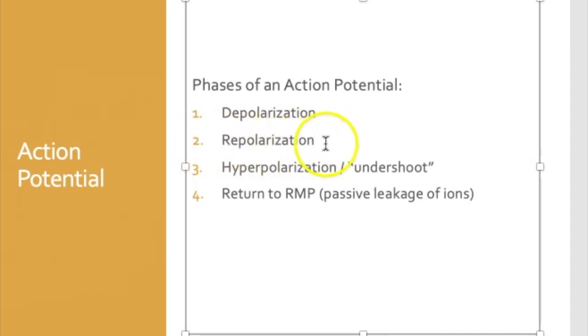That's the time when potassium is rushing out of the cell. The potassium channels, like the sodium channels, are also voltage gated. In other words, they open and close based on what voltage the membrane is at. Repolarization is going to continue to minus 60 millivolts and beyond. At that point, it becomes hyperpolarization. So from minus 60 millivolts down to minus 75 millivolts, we are in a hyperpolarization phase, what some people call the undershoot.